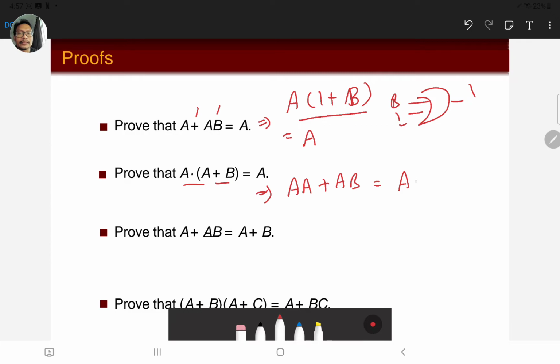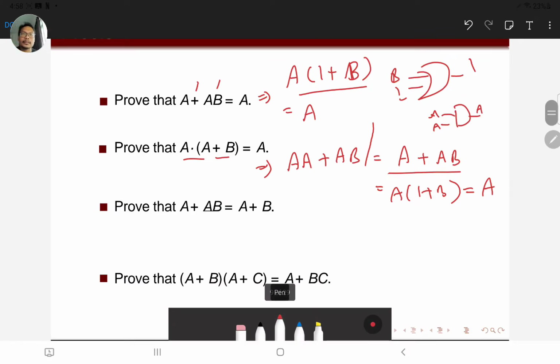Okay, so here it's going to be A plus AB. If you remember, AA here is going to be A. And what is this? Here is simply going to be A(1 plus B), which is equal to A. Okay, so let's look at the next one here.